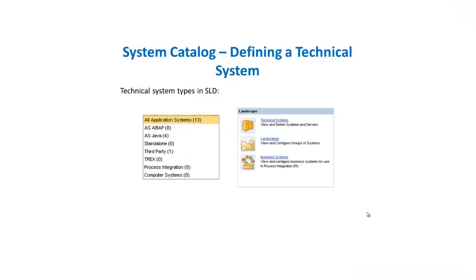So here first we'll see how to define a technical system under systems catalog. Once we click on this particular link for technical systems, we'll get a list of the technical system types in SLD. So here are all of the types, that is for application systems: AS ABAP, AS Java, standalone, third party, TREX, process integration, computer systems, etc. So we can select any of these options for defining our technical system.